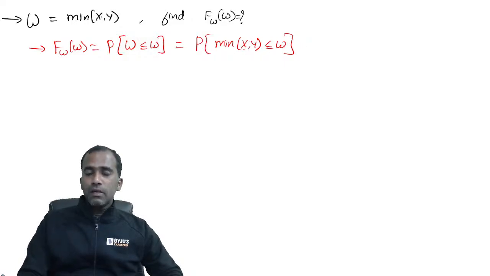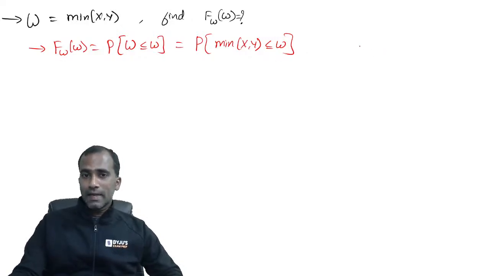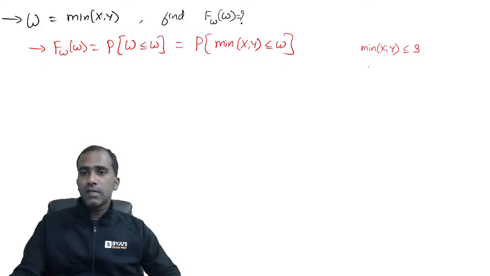Okay. Now when will minimum of x comma y be less than or equal to w? When will this happen? Try to analyze in the same manner that we have analyzed previously. Minimum of x comma y less than 3. I'm taking a particular value just to understand clearly. If x is less than 3 and y also less than 3, will this happen? If both of them are less than 3, then definitely the minimum also will be less than 3, no?